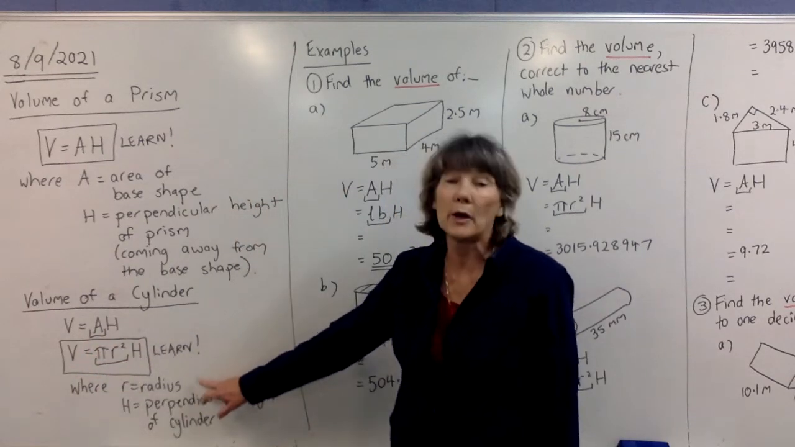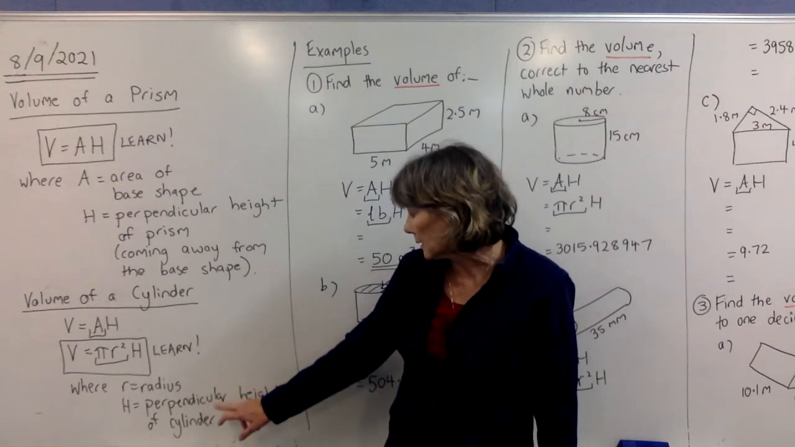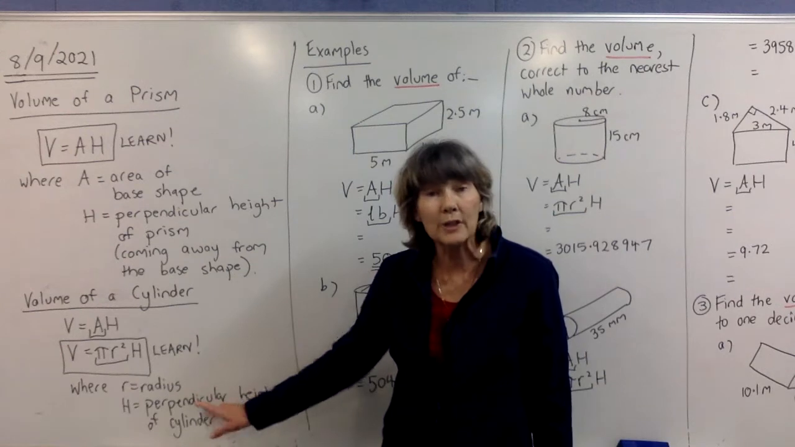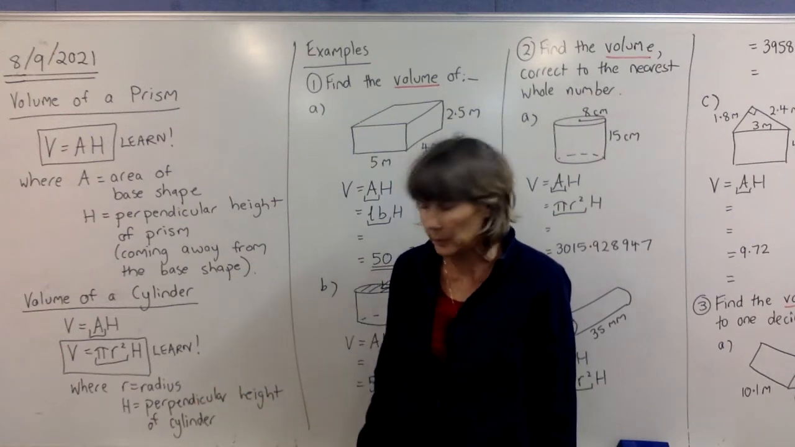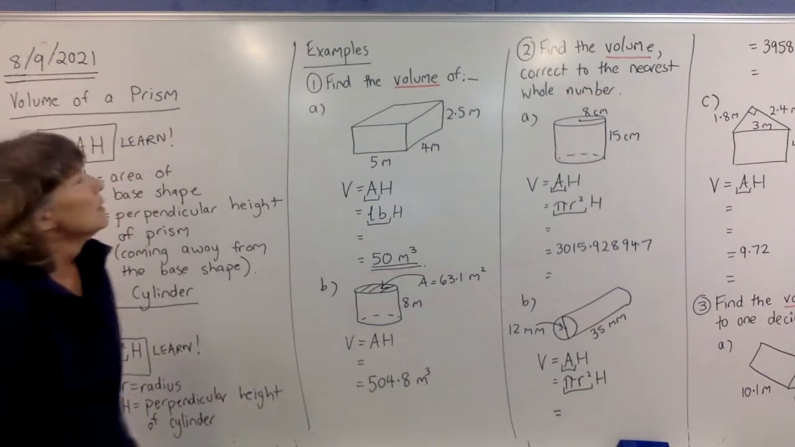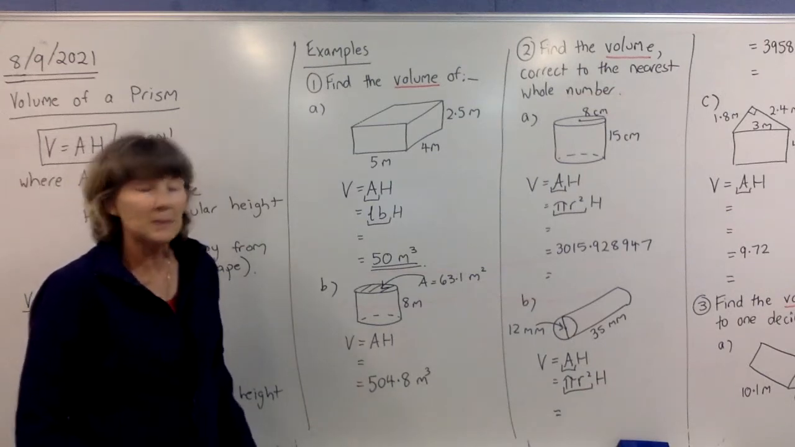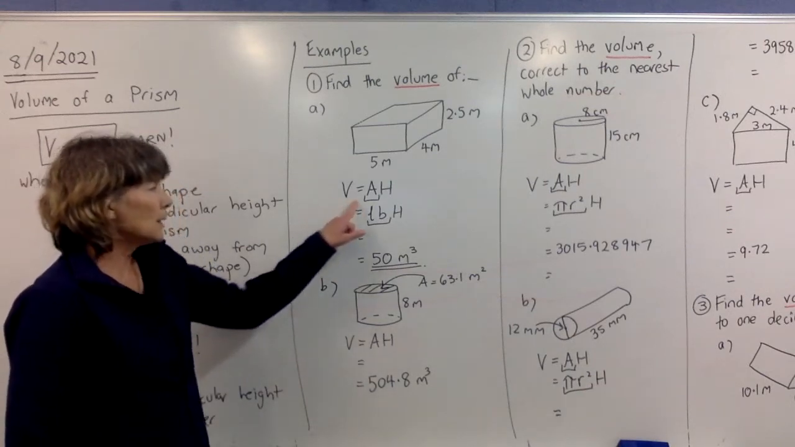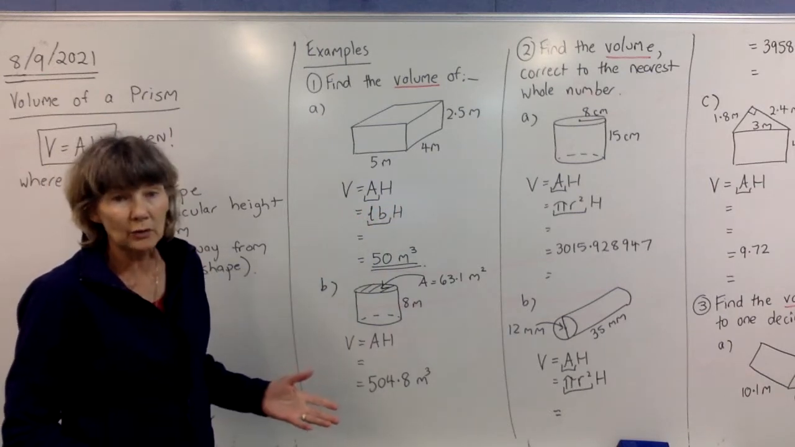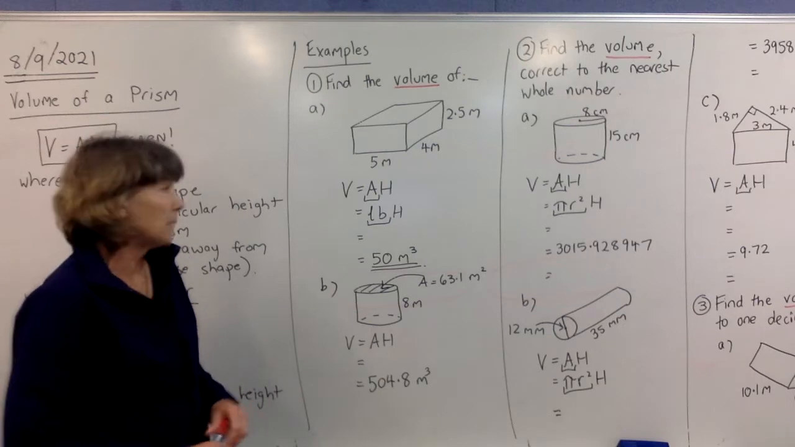So we already know that R stands for the radius, and we already know from up here that the capital H is the perpendicular height of the prism. So it's a perpendicular height of the cylinder in that case. Okay, now we're finding volumes here. So the volume formula, we're always going to start with V equals AH. Even if you think you know the formula, let's just write it every time.